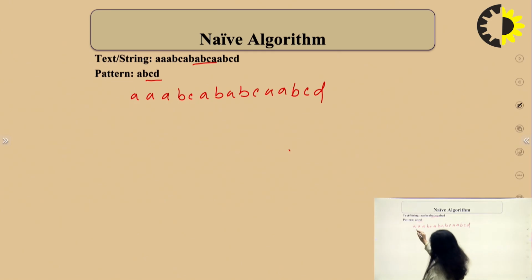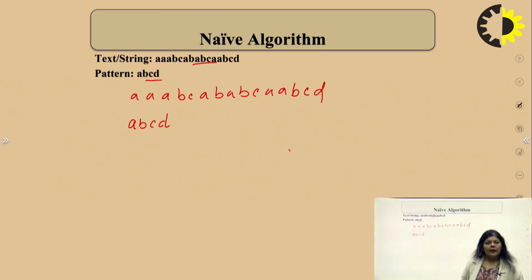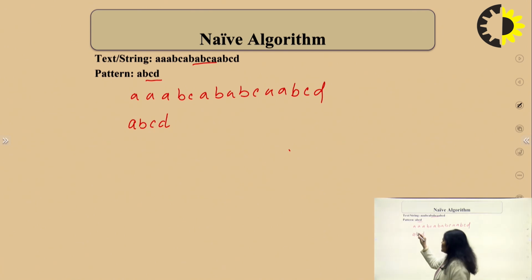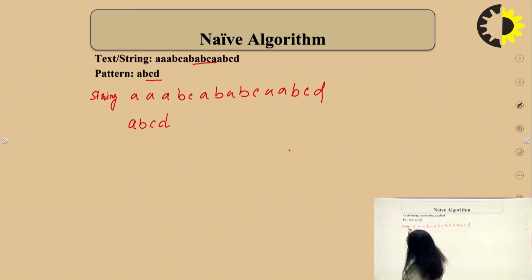Right? And the pattern which I'm going to match against this string is ABCD. Now, the algorithm starts with the first character of the string. So this is my string, right? And this is the pattern.